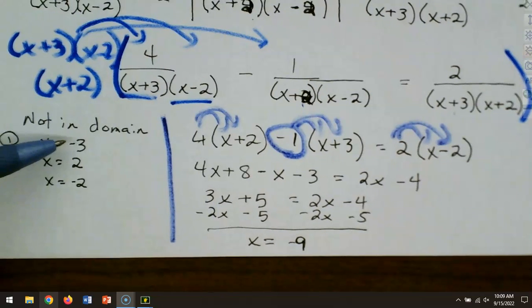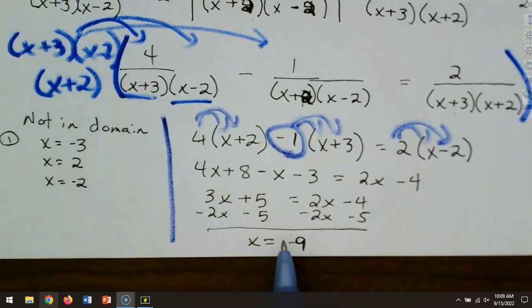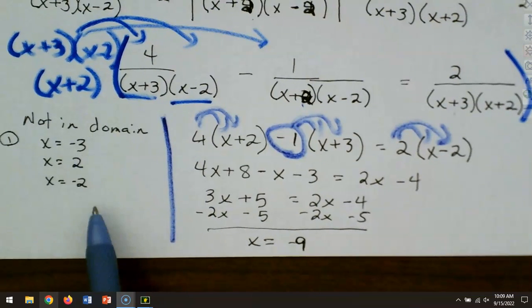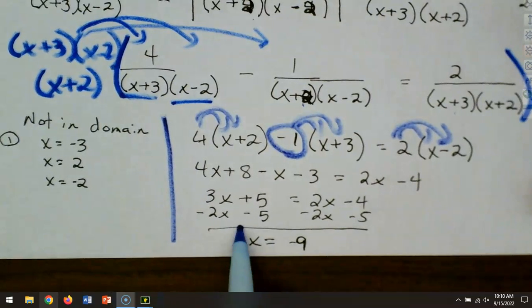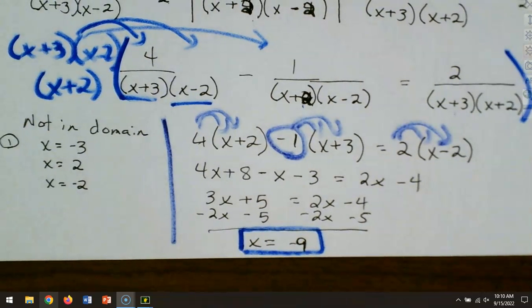Because is negative 9 one of these three numbers? No. Now, if it would have been, let's say, a negative 3, this would have been a negative 3, it would be no solution. But negative 9 is not one of those, right? So it is in the domain. So your answer in this case would be negative 9.